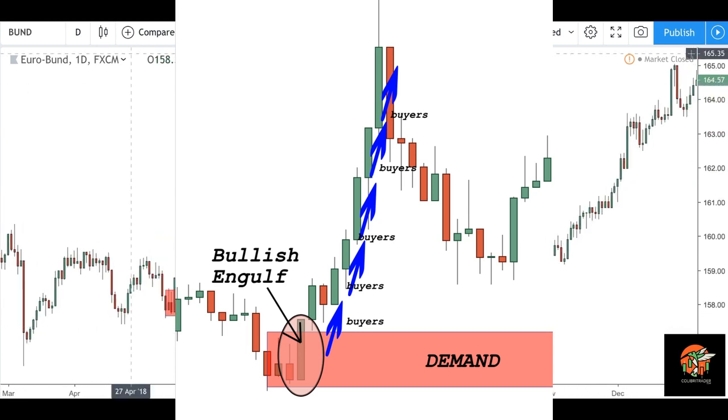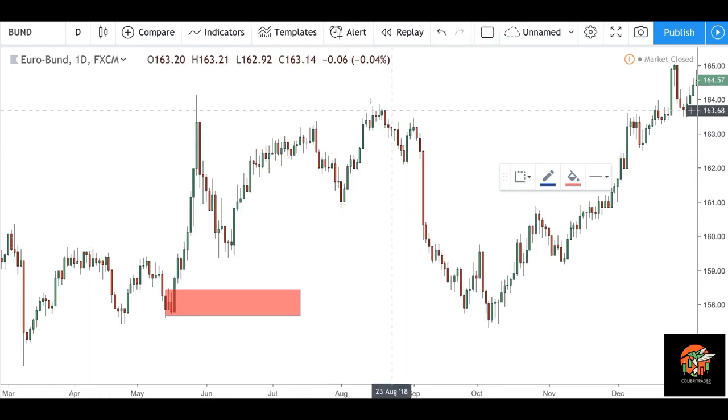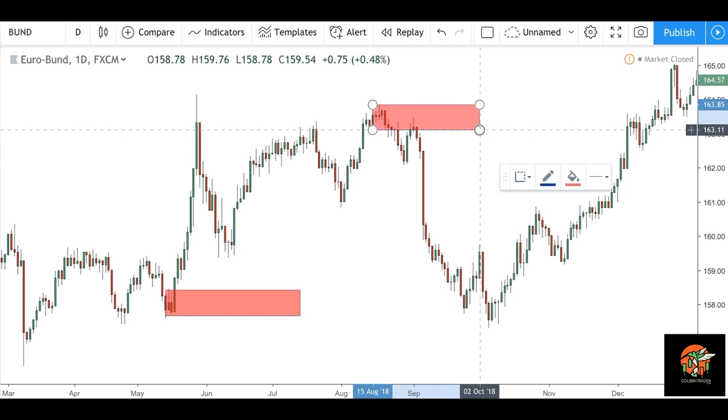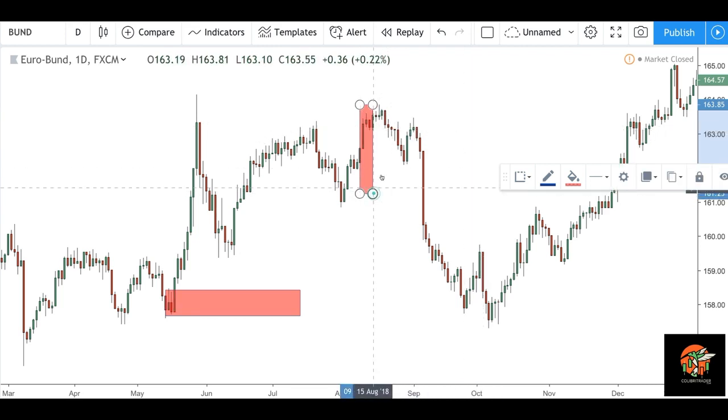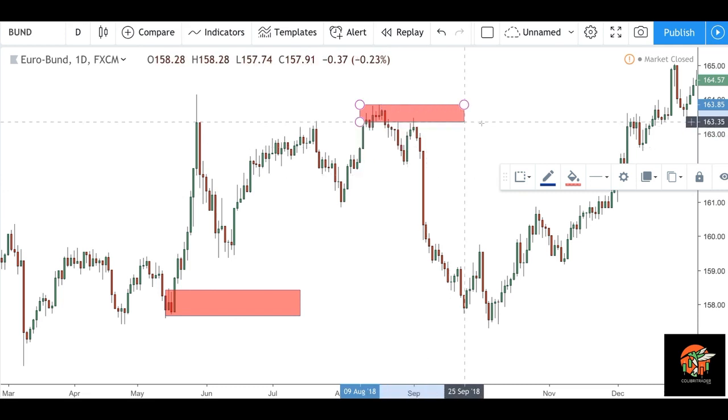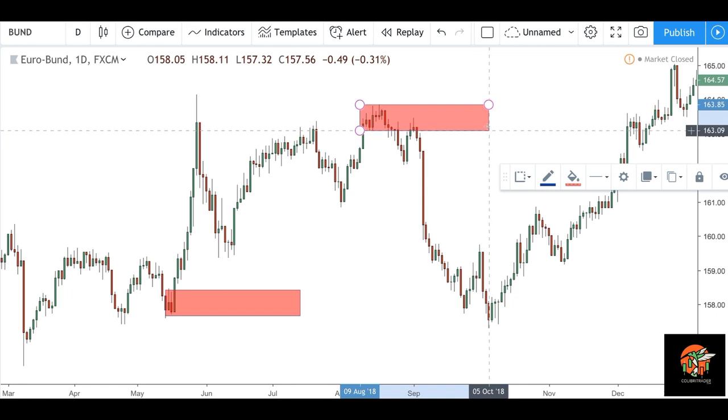Let's take a look at another example. So this was a demand zone. Let's take an example of a supply zone, and you can see something similar here. So basically, let's connect the lows and the highs of this group of candles here. You can see right here.